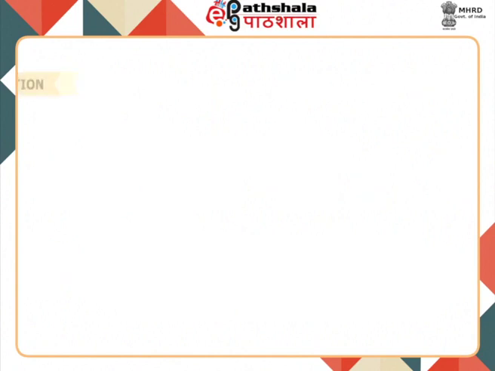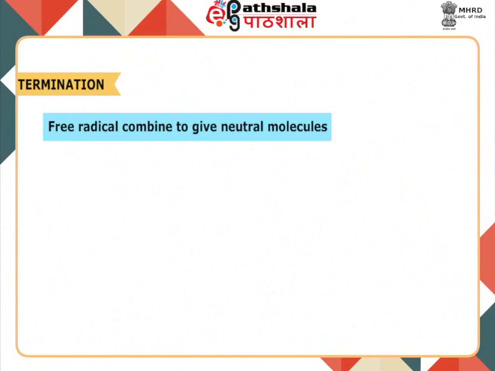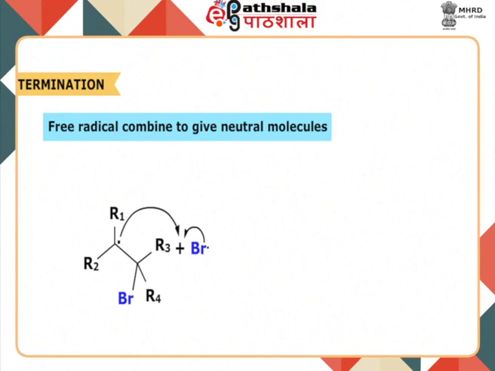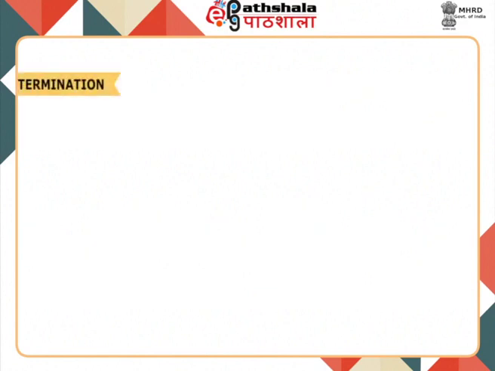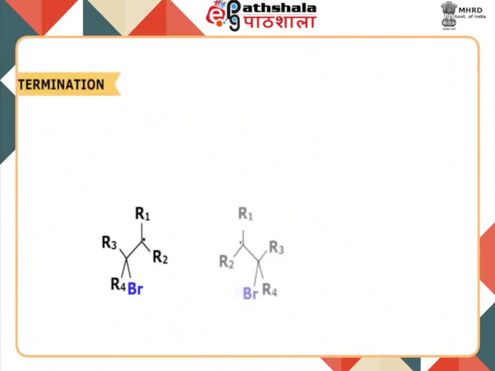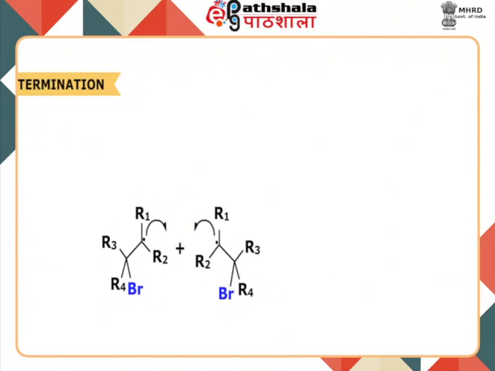The last step is termination, where free radicals combine to form neutral molecules, which may be product, byproduct, or even the unreacted starting materials. The termination of the reaction can occur in three ways. An alkyl free radical combines with a bromine free radical to form the dibromo byproduct. Two bromine radicals may combine, leading to the formation of bromine as a byproduct. In very few cases, two alkyl radicals combine with each other to terminate the reaction and lead to higher alkanes as byproducts.